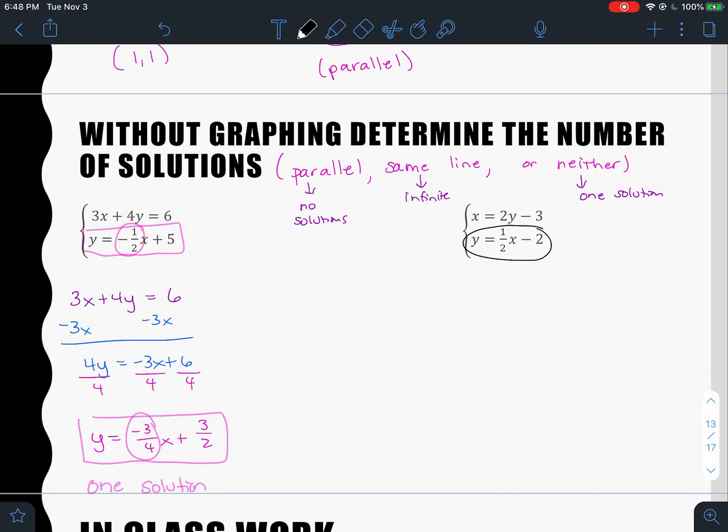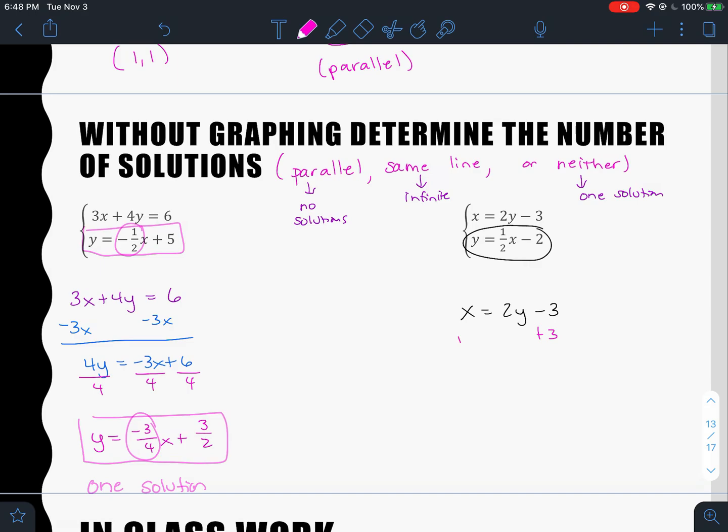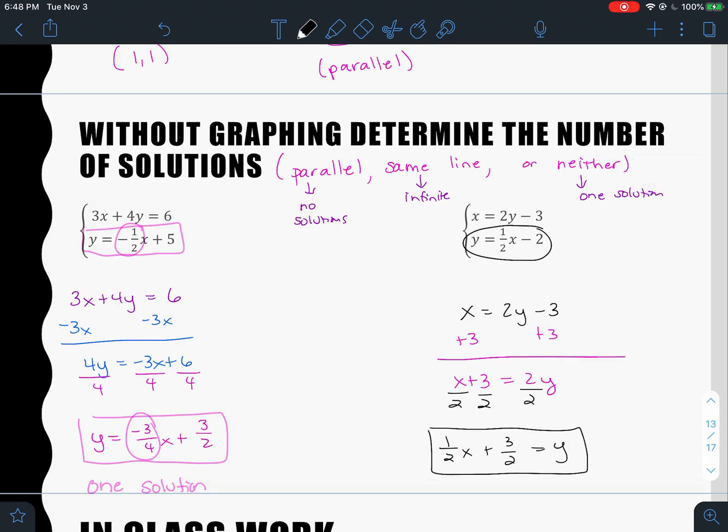All right, on this one, we know that the first line is y equals 1/2 x minus 2, so the slope is 1/2. On the second line, we have x equals 2y minus 3. I'm going to solve for y, so I'm going to add the 3 to both sides, and I have x plus 3 equals 2y. Then I'm going to divide both sides by 2, so I get 1/2 x plus 3/2 equals y. So that's my second line, and my first line was y equals 1/2 x plus 2.